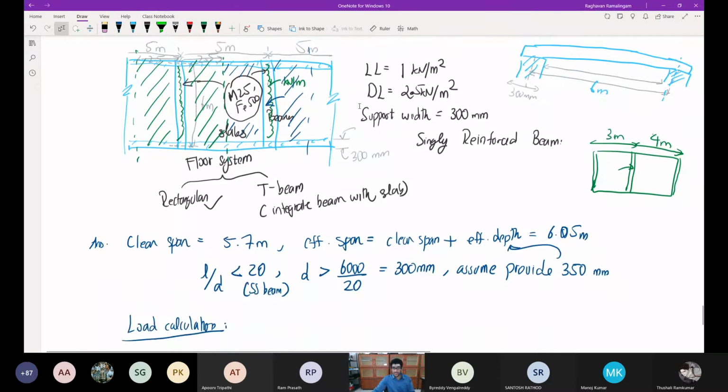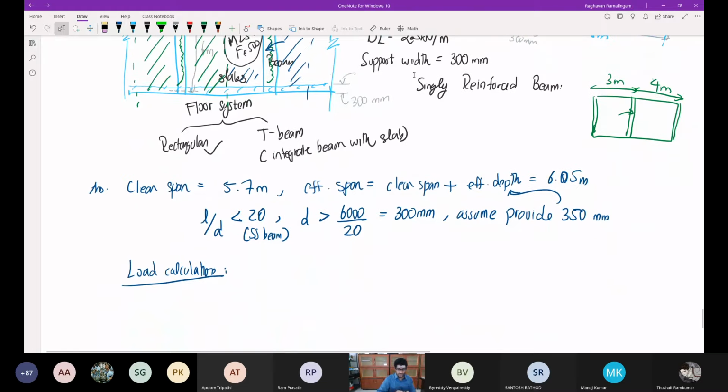So here it's 1 and 2.5. If we convert it to kilonewton per meter, the live load, which is 1 kilonewton per meter square, you convert it to kilonewton per meter. So how much is it?